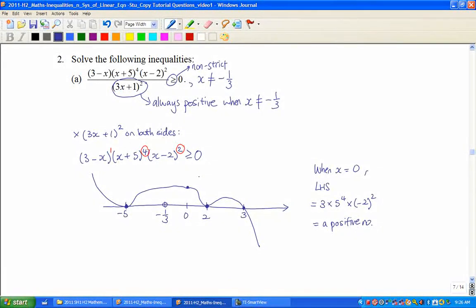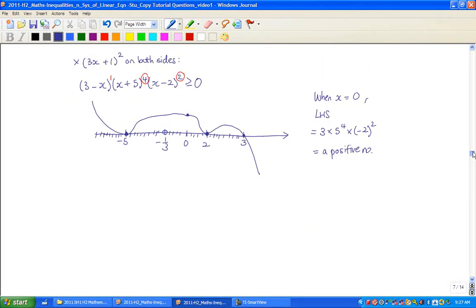Now since the inequality is for greater than or equal to 0, we look at the intervals of values of x for which the graph is above the x-axis. In this case it will be everywhere, starting from negative infinity all the way until 3, but not including the value at x equals negative 1/3.